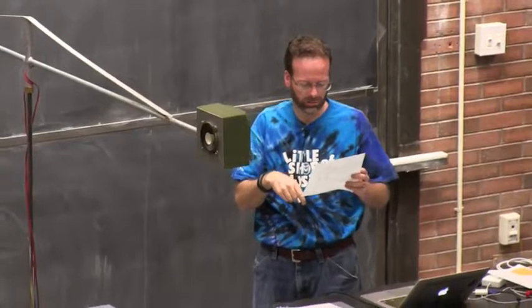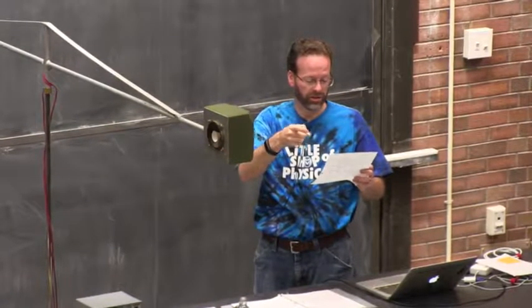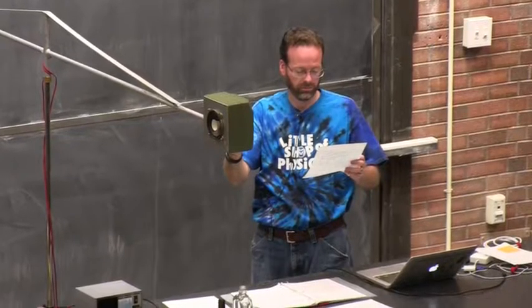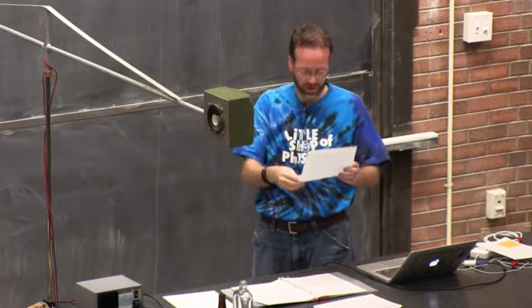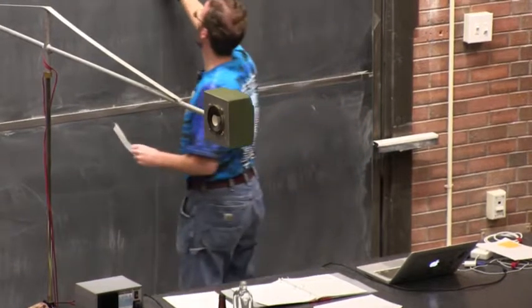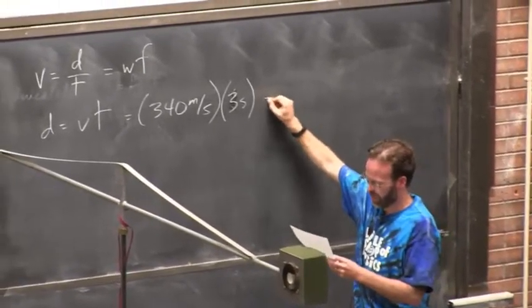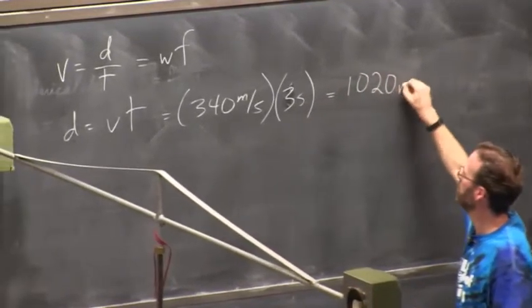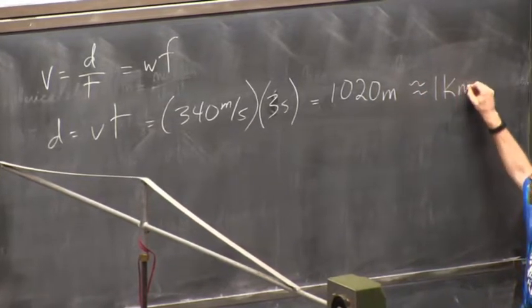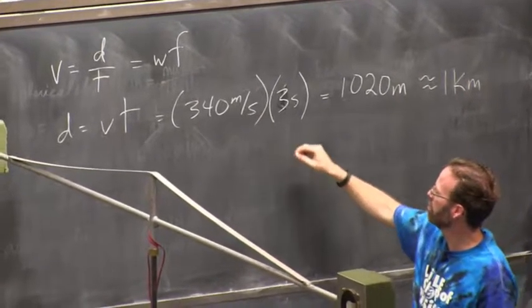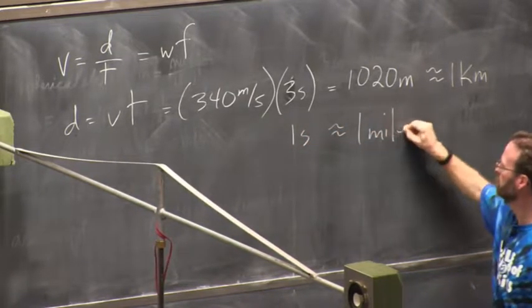I said something wrong. I'm wrong. 3 seconds is closer to a kilometer than 1 second is to a mile. That's what I meant. Let's do the 3 seconds. That'll work out nicer. That comes out to be 1,020 meters, about 1,000 meters, so that's about a kilometer. If somebody wants to convert, 1 second is about 1 mile.